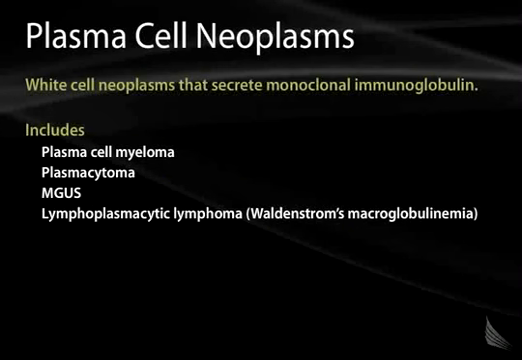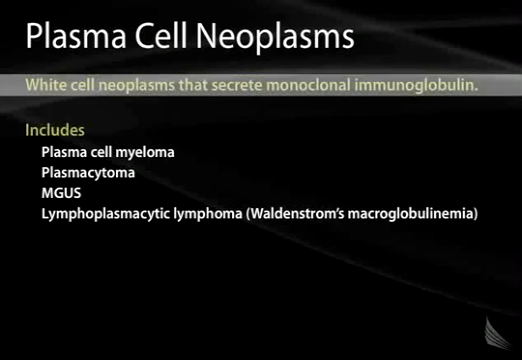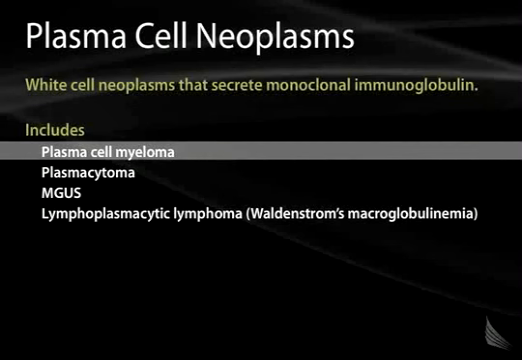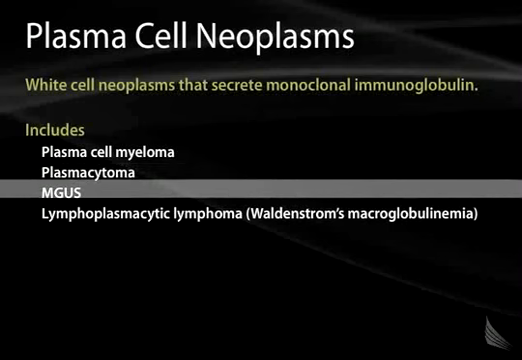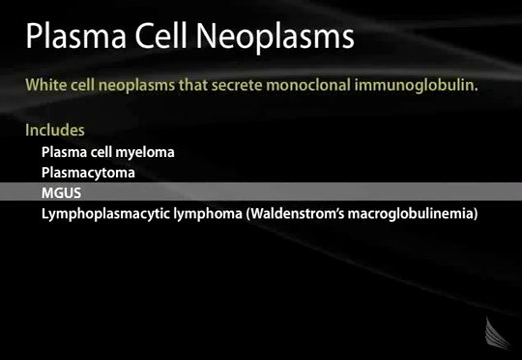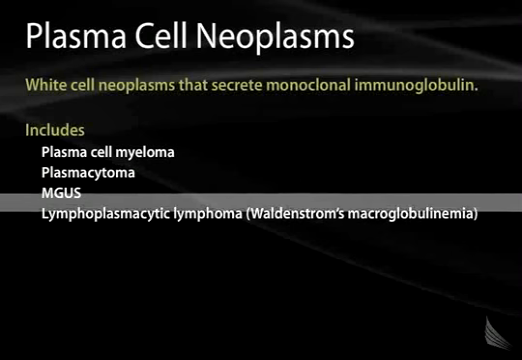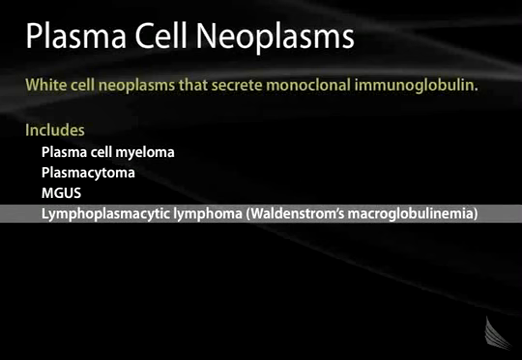So plasma cell neoplasms, you need to think about what is a plasma cell to start with. A plasma cell is a white cell that secretes immunoglobulins at baseline. When they are disordered, they can produce a monoclonal overproduction of a specific immunoglobulin subtype. So plasma cell neoplasms include plasma cell myeloma, plasmacytoma, MGUS, which is the monoclonal gammopathy of undetermined significance, or lymphoplasmacytic lymphoma, also called Waldenstrom's macroglobulinemia.